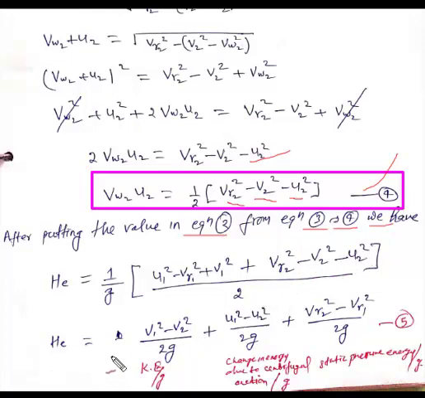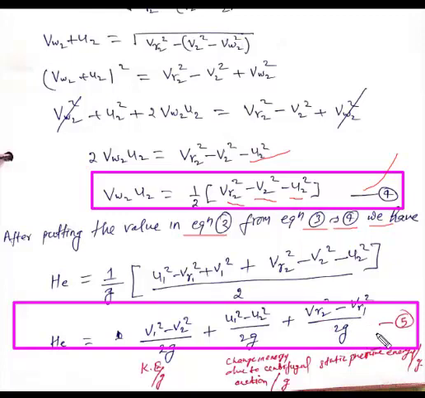Here H is equal to (V1 square minus V2 square) divided by 2G plus (U1 square minus U2 square) divided by 2G plus (VR2 square minus VR1 square) upon 2G. This is equation number 5, which we get by rearranging this equation.